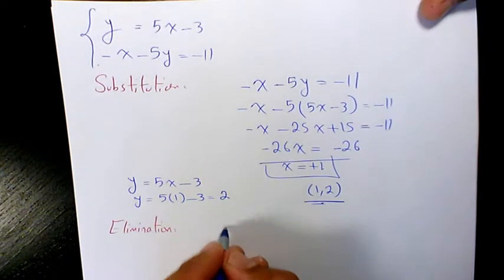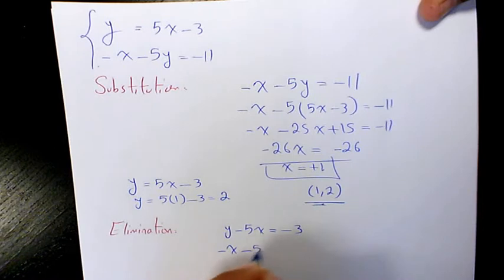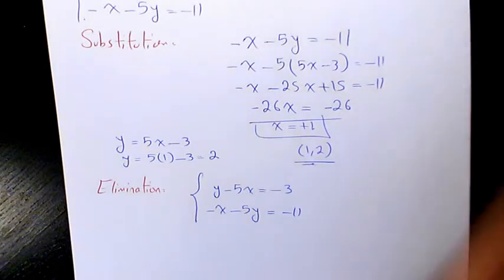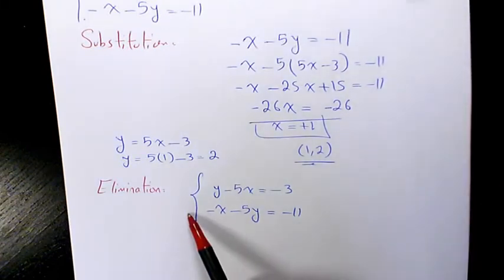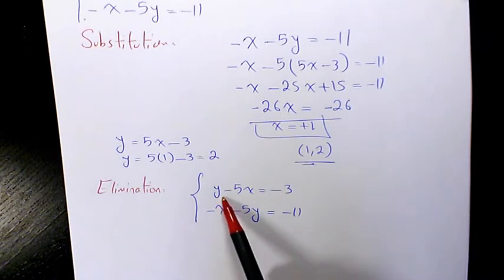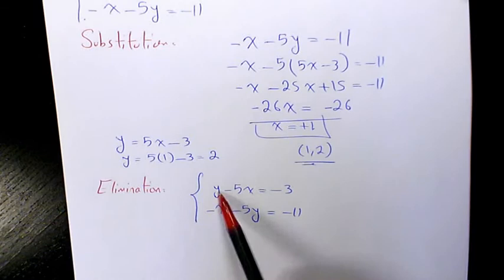Elimination method: we have y minus 5x equals negative 3, and negative x minus 5y equals negative 11. In order to eliminate x, I need to multiply the second equation by negative 5. So it's going to be 5x, and this one is negative 5x. They cancel out. Or in order to eliminate y, I need to multiply the first equation by 5. So it's going to be 5y, and here we have negative 5y. When you add them, it's going to cancel out.